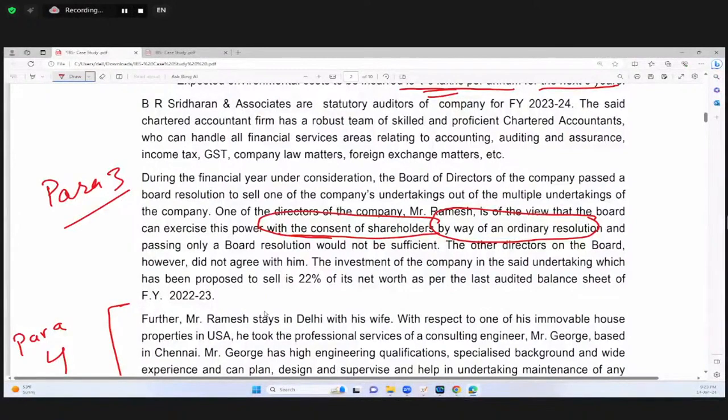And if we look at this paragraph, consent of shareholders, ordinary resolution, all these provisions are interrelated. Some provisions are covered in your inter-study material, because inter-study material covers up to section 148, and apart from that, section 149 onwards is covered in your self-paced module. So along with the self-paced module, you should have the knowledge.